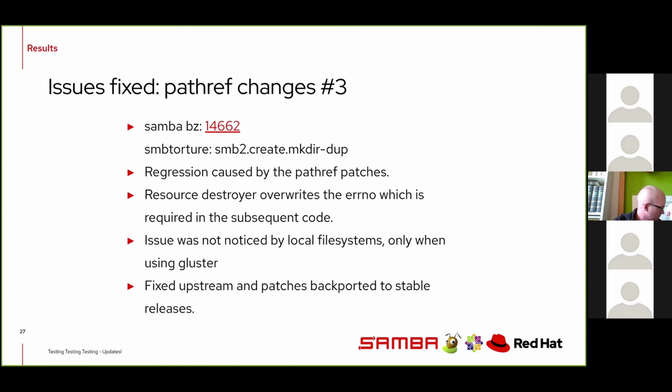Now, the changes introduced by these pathref patches added a resource destructor in the error handling code. When used with GlusterFS, it ends up calling other GlusterFS API calls that this particular destructor does, which ends up overwriting the error number. So the error number which it was attempting to handle has now been overwritten. It means that the error handling code which reads that error number later is not run, and a more generic error is returned, which is not what the SMB torture test required, and it ends up failing. So this was fixed thanks to Jeremy. We store the error number and now reset it once the destructor has done its job.